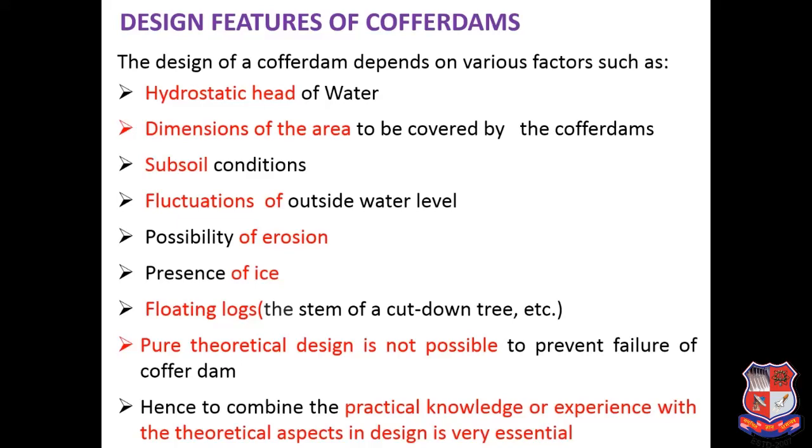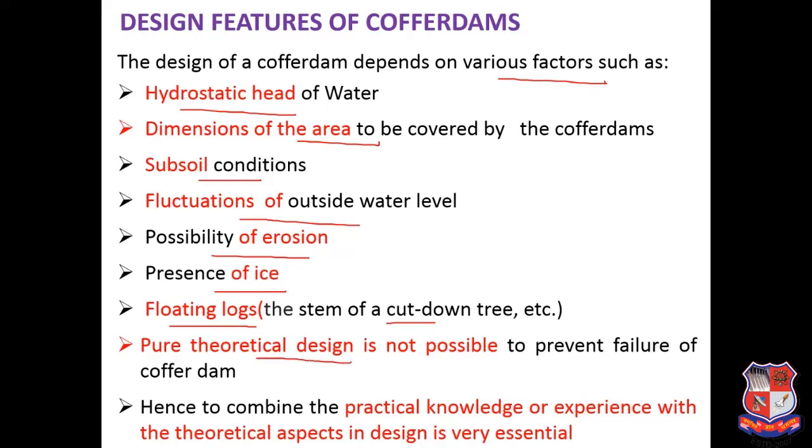Next are the design features of a cofferdam. Generally it depends upon various factors such as the hydrostatic head of water, so how much head of water there is, that is important. Dimensions of the area, whether large or small. Subsoil condition is very important. Fluctuations of outside water level, then possibilities of erosion, ice, floating logs, stumps of cut-down trees etc., if they are coming. Pure theoretical knowledge in the design is not enough to prevent the failure of a cofferdam.